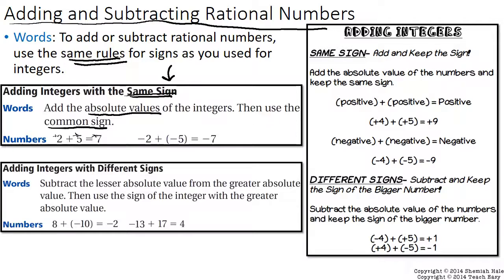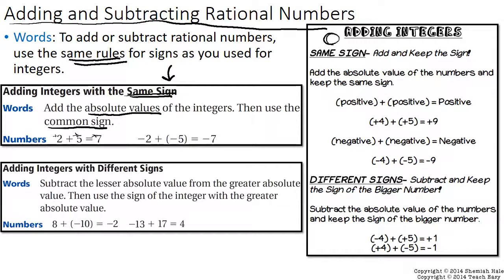And then again, adding integers with different signs, we're going to subtract the lesser absolute value from the greater absolute value, then use the sign of the integer with the greater absolute value. So in numbers, that would be 8 plus negative 10 is equal to negative 2, and negative 13 plus 17 is going to be equal to 4.